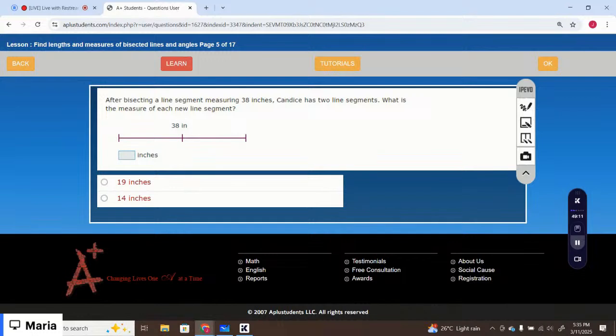After bisecting, a line segment measures 38 inches. It has two line segments. What is the measure of each new line segment? 38 divided by 2 is 19. 19 inches.